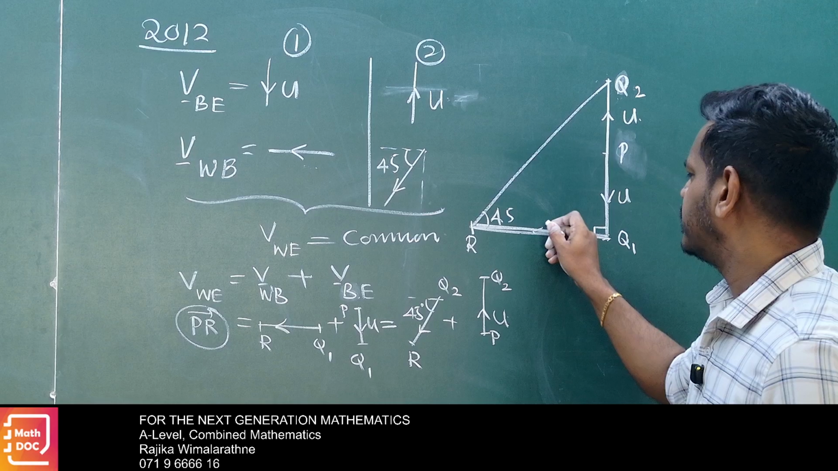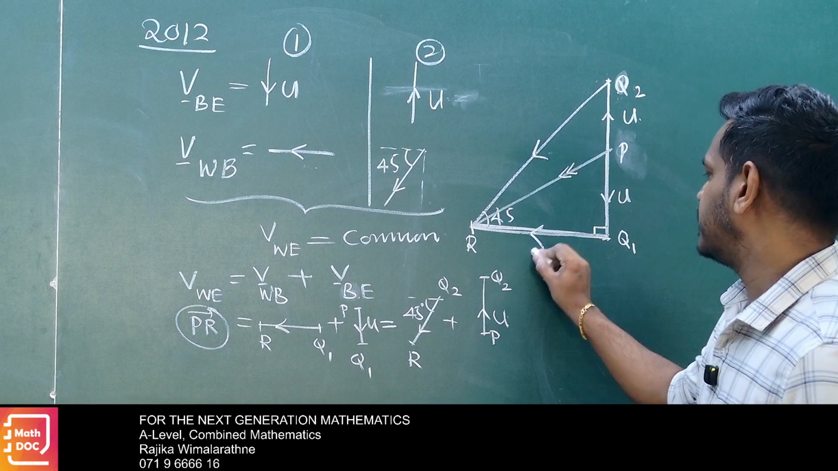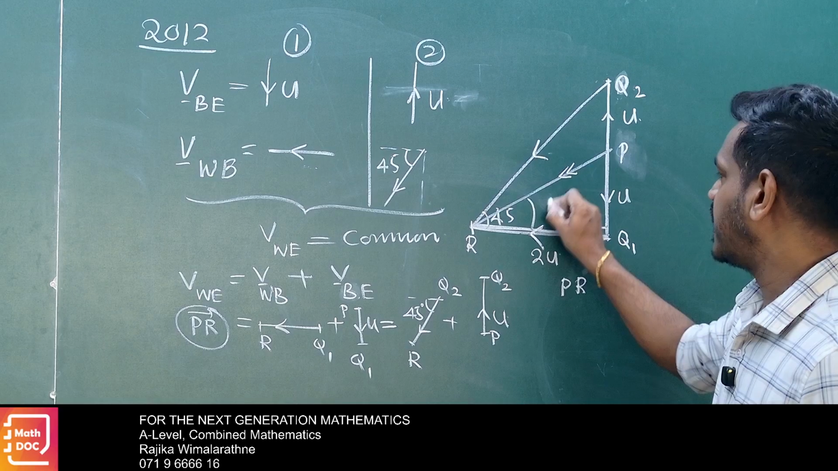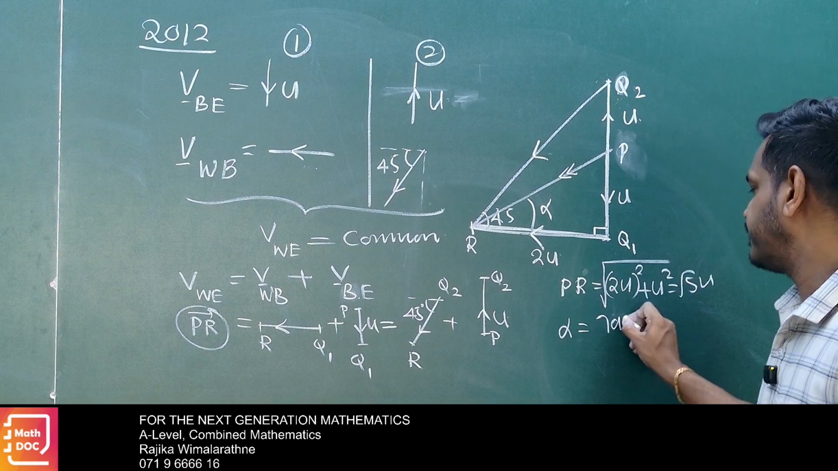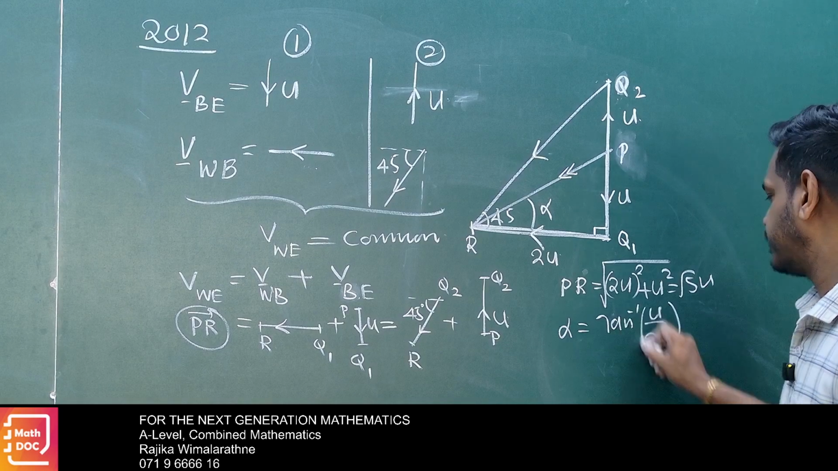Then here U, 2U, 45 degrees, then here this is 2U. Then PR, take angle alpha. For the PR magnitude, apply the Pythagorean theorem: 2U squared plus U squared, and that is root 5U. Then alpha is tan inverse U over 2U, tan inverse 1 over 2. Okay.